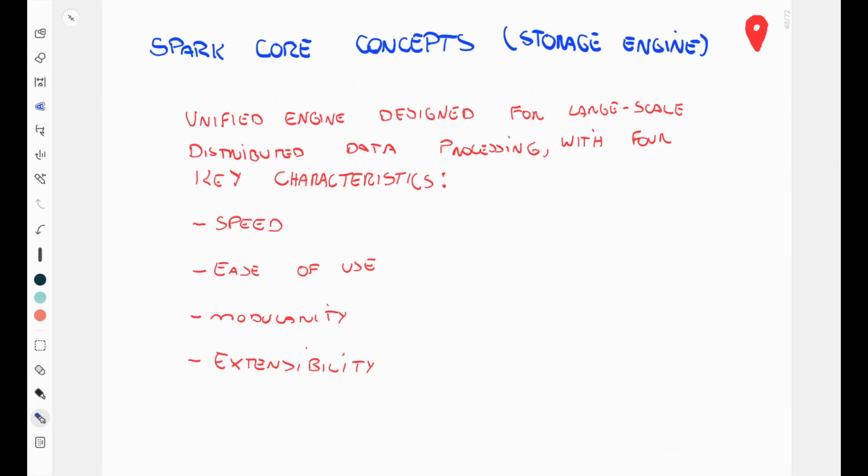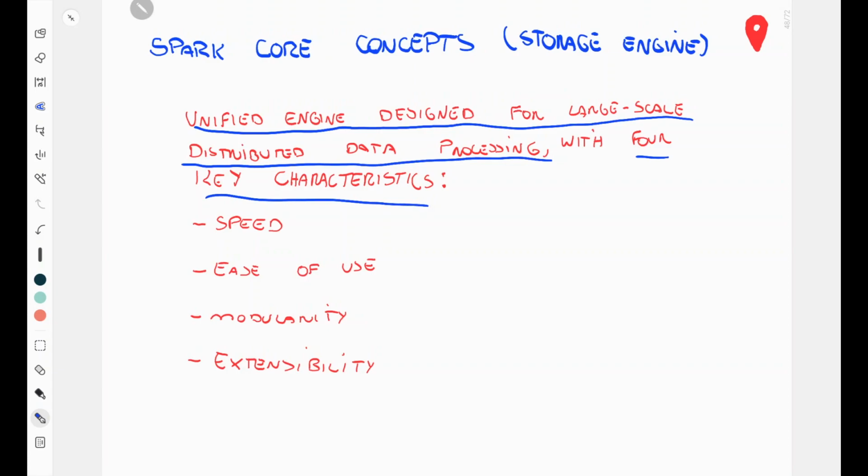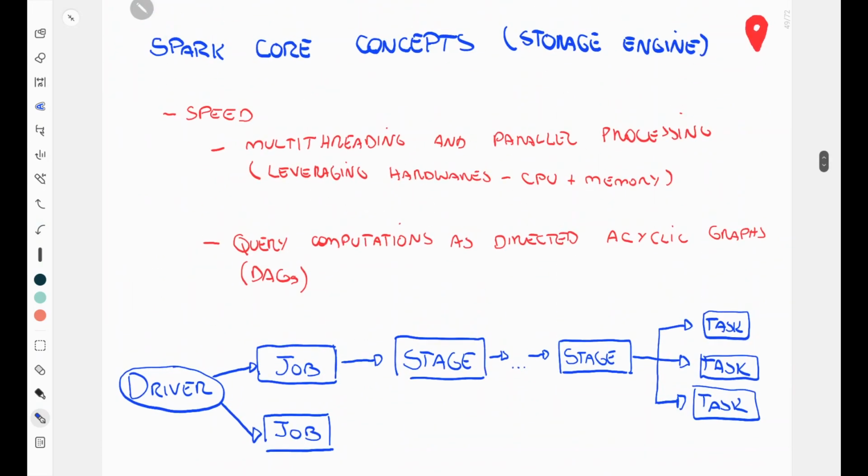Spark has a goal to be a unified engine designed for large-scale distributed data processing. And its four key characteristics are speed, ease of use, modularity, and extensibility. So what does that mean? You have speed. Spark leverages the hardware, the CPUs and memory, to do multi-threading and parallel processing of the data instead of doing it serialized.